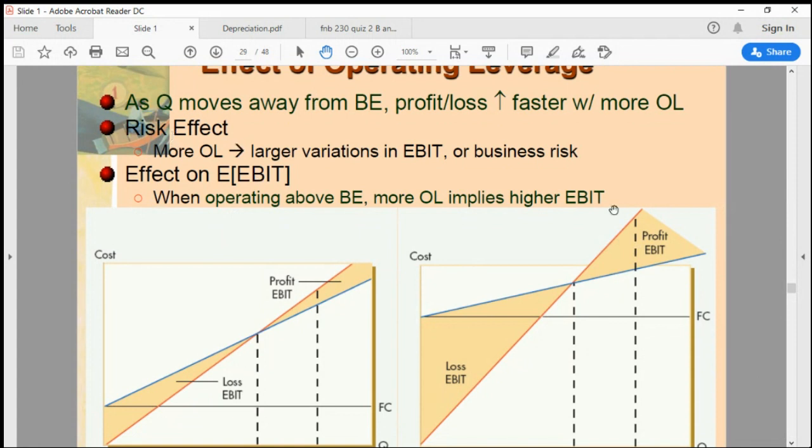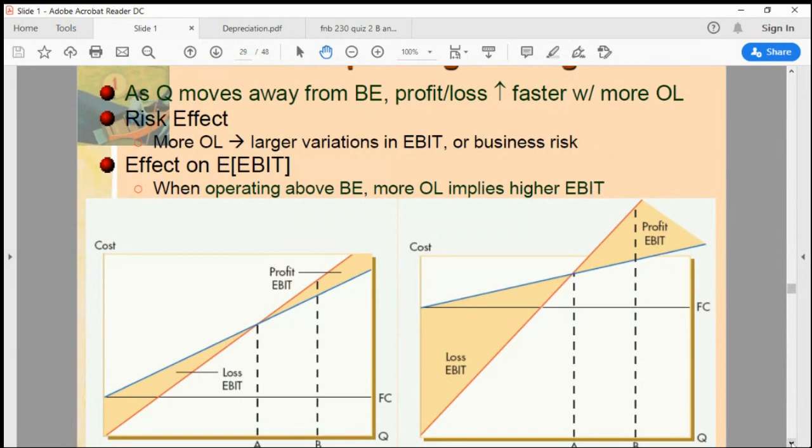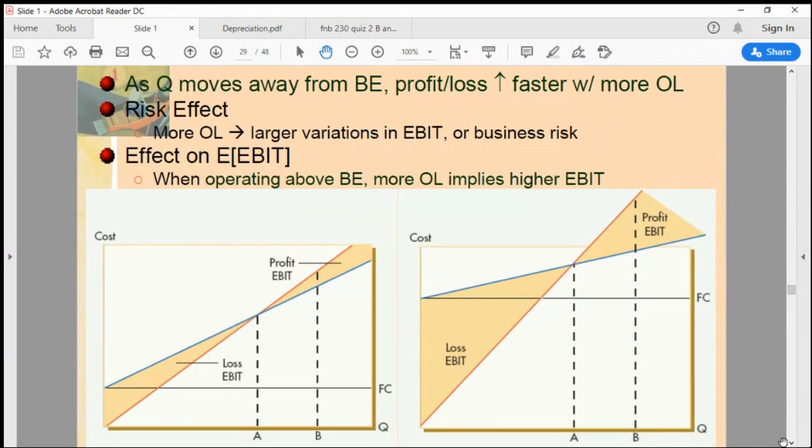So with more operating leverage, as the quantity moves away from the break-even point, profit or loss would increase faster. In other words, the volatility of the profit or EBIT increases. That means more volatility means more risk, meaning larger variation or variance in EBIT, or business risk.